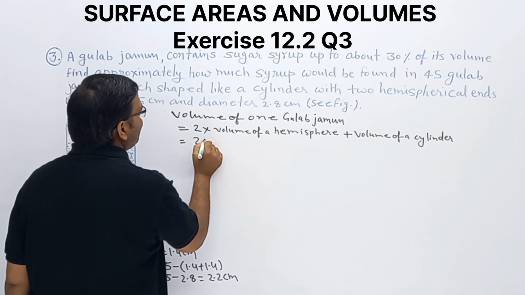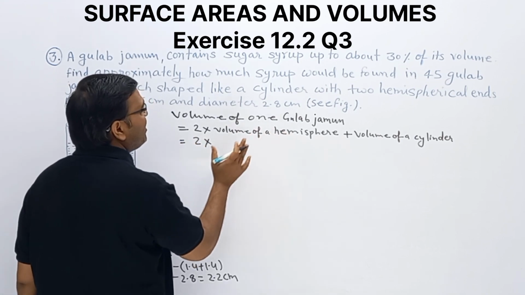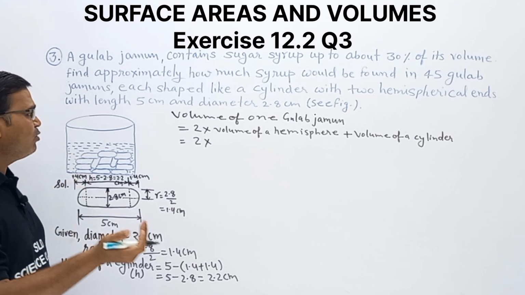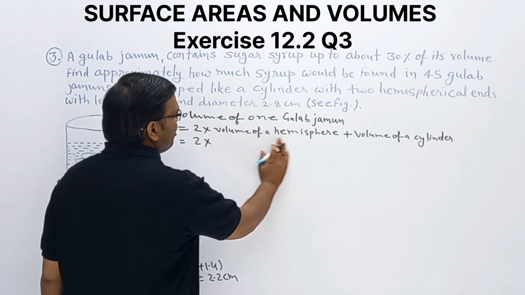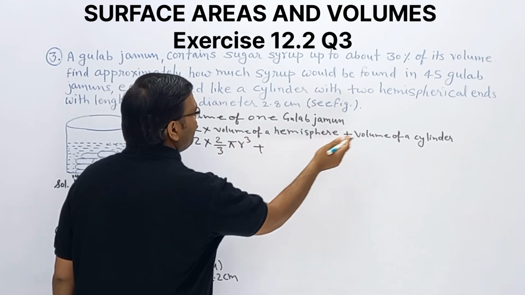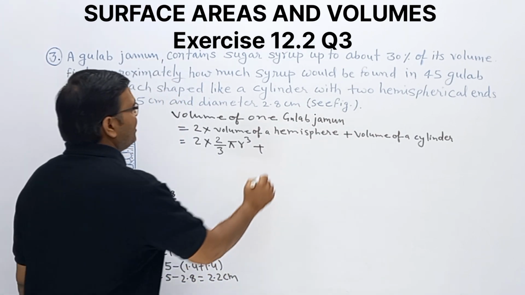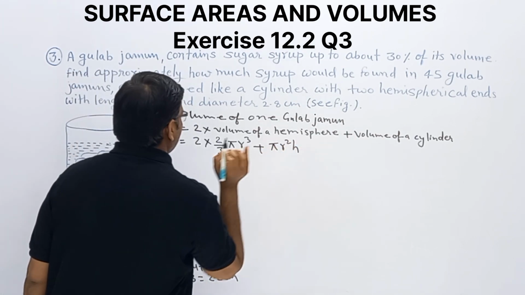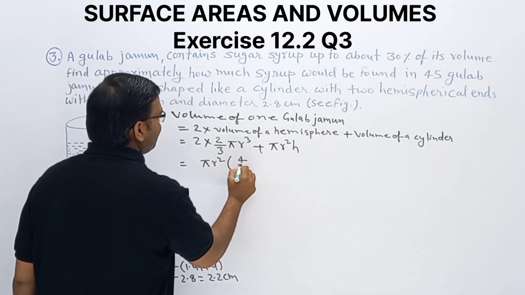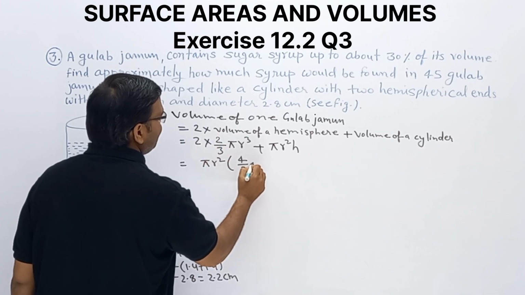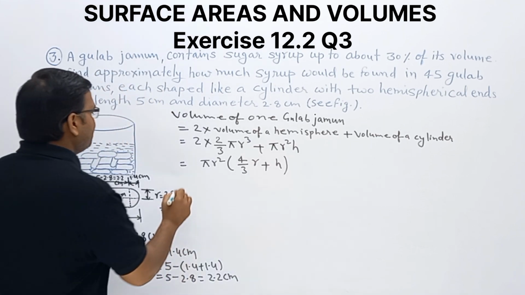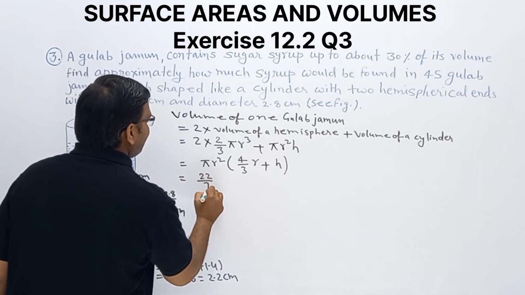Now what about the formula? 2 times the volume of a hemisphere. The volume of a sphere is 4/3 pi r cube. So the volume of a hemisphere will be 2/3 pi r cube, plus the volume of a cylinder, which is pi r square h. Clear? Now taking pi r square as common, we get pi r square times (4/3 r plus h). Now put the values. Pi is 22/7.